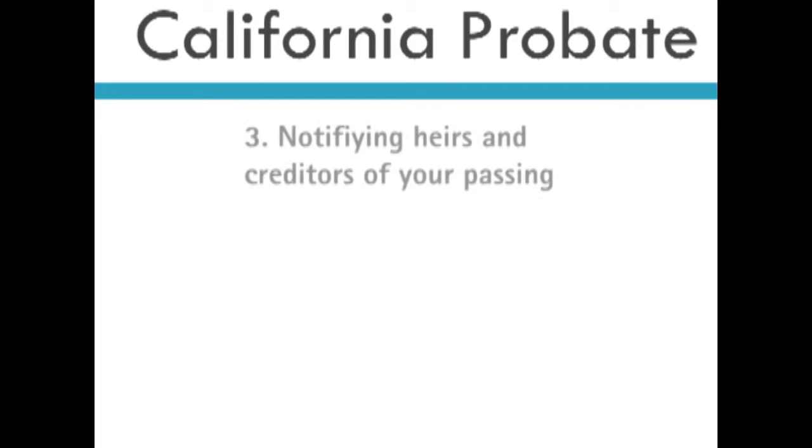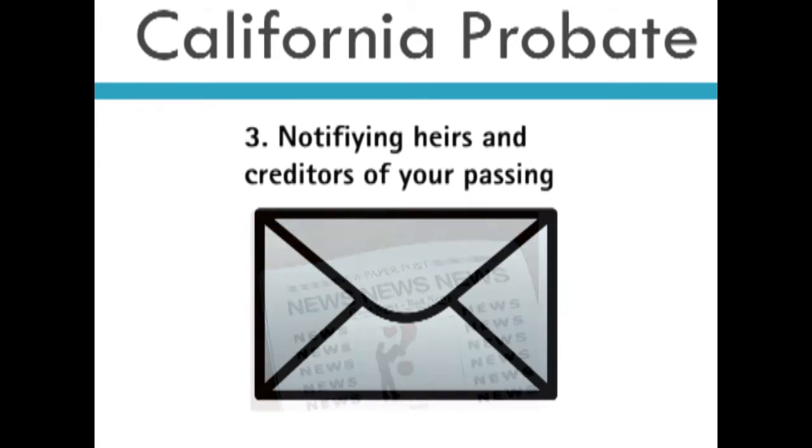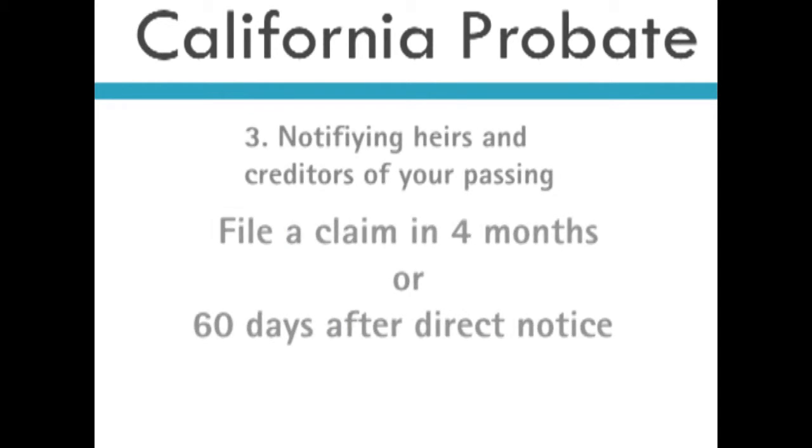3. Your executor will notify your heirs, creditors, and the public of your passing. An executor must notify creditors of your passing, publishing the notice of the probate hearing in the paper or contacting the creditors directly. A notice must be mailed to your named beneficiaries, executors, and any heirs who may have inherited if no will existed. Creditors have 4 months to file a claim after an executor has been appointed by the court, or 60 days after direct notice to the creditor.